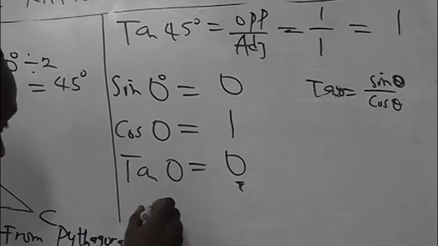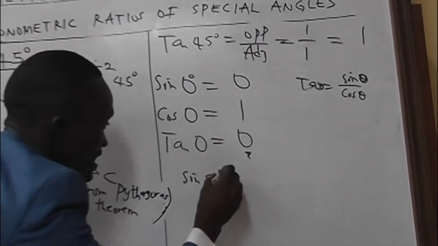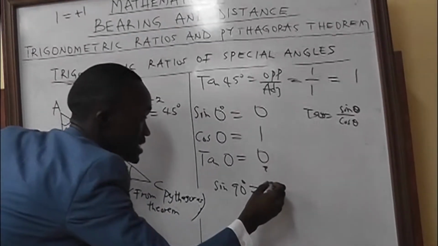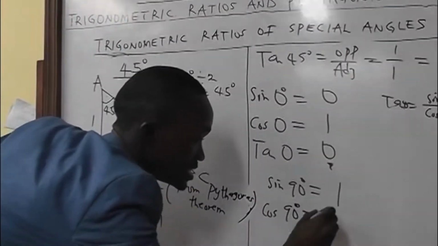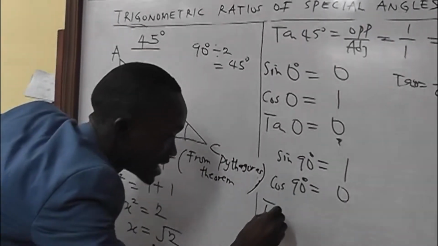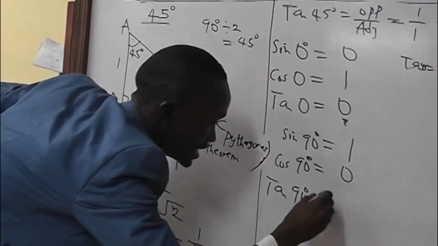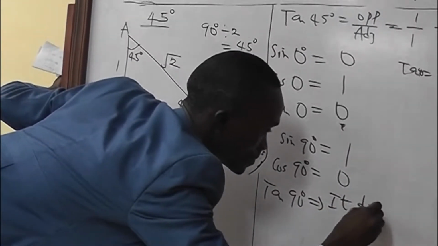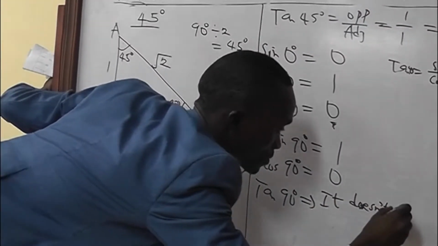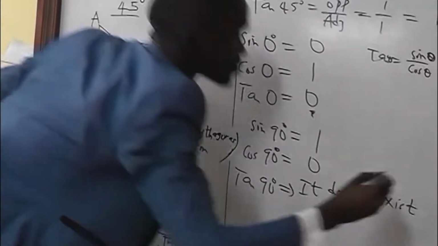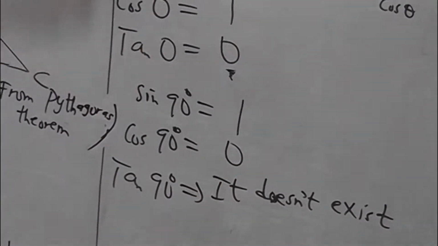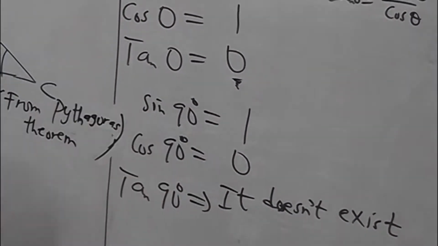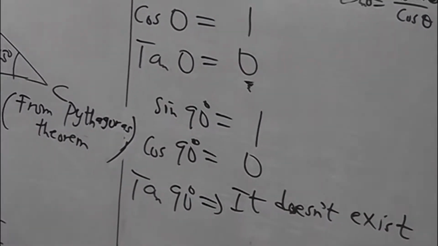Then the last one that we have, that is sine 90 degrees. Sine 90 is 1. Cos 90 degrees is 0. Then tan 90, it does not exist. Even if you use a calculator, if you divide any number by 0, the calculator will give us a mathematical error, just because that thing does not exist.